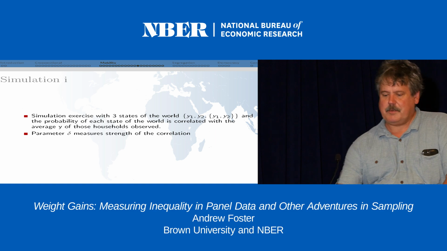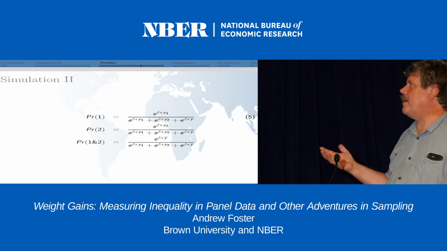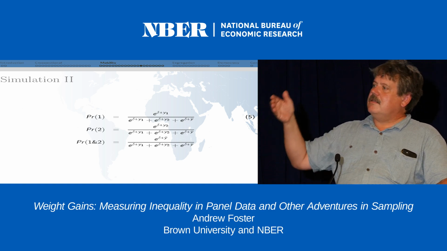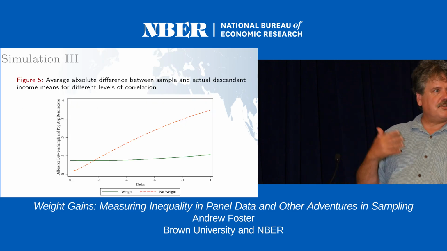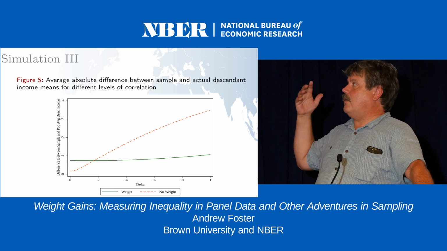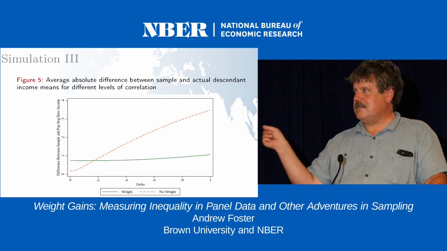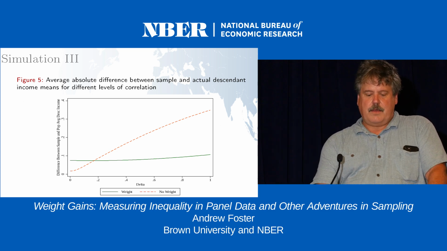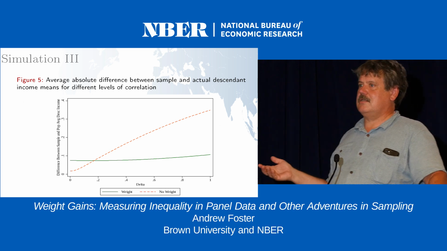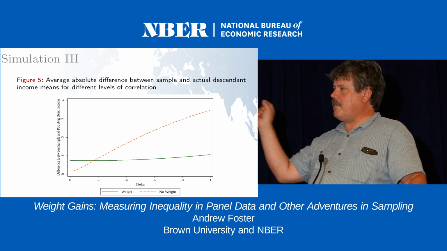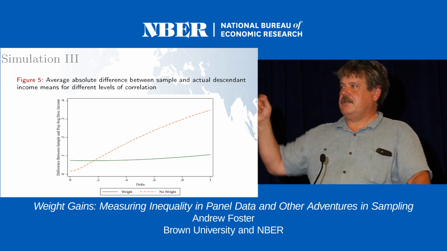So we set up a little simulation exercise where you have 3 states of the world, and the 3 states of the world are generated by this thing, and the parameter delta tells you how correlated the probability of sampling is with income. So we ran these simulations to get some sense of what would happen to our estimator as the correlation between sampling probabilities and incomes changed. And the green is our weighted estimate. And the good thing, which is what I built into my maximization, is that it's fairly robust. The green line doesn't move very much as the correlation between income and sampling probability changes.